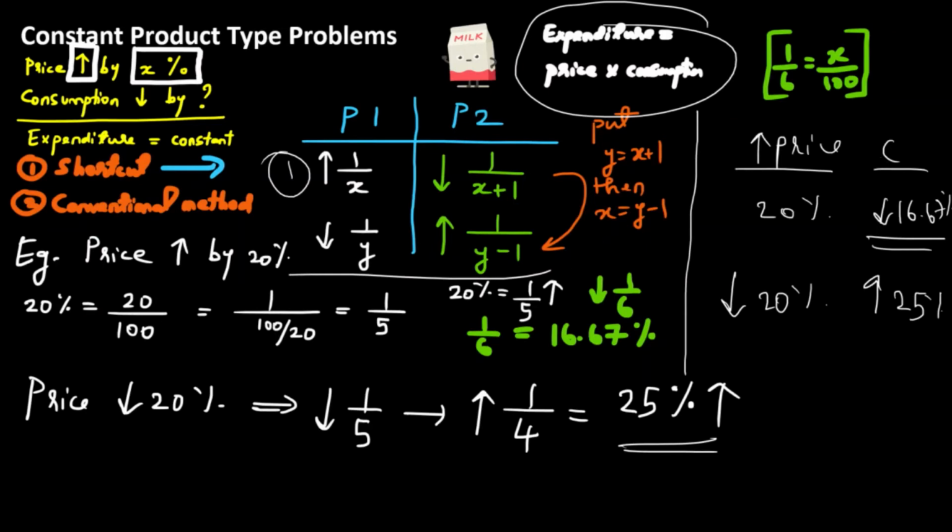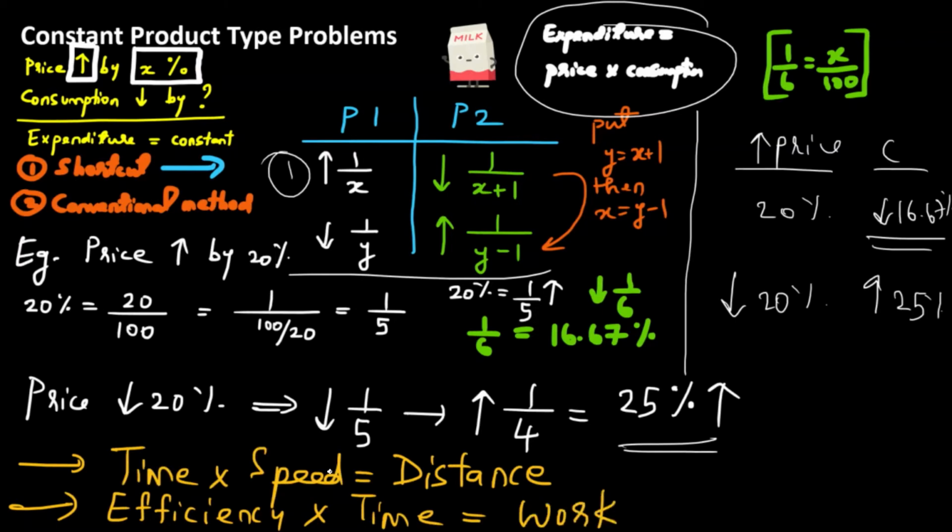For example, there could be a case where time into speed is constant and time into speed is distance, or efficiency into time, which is equal to work, that's constant, right? In these cases also the same method can be used, and we will see more of these in their respective sections in this course.